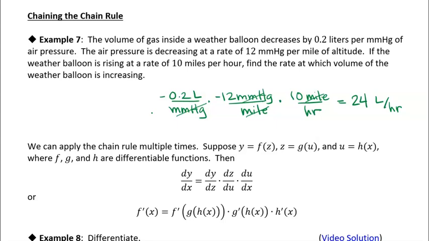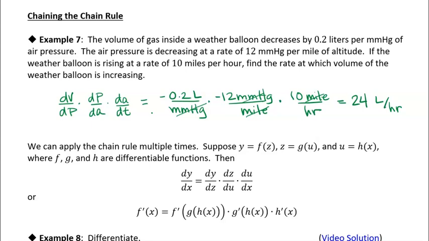Okay, so notice here we took three rates and multiplied them together. We took the rate of change of the volume with respect to pressure, times the rate of change of the pressure with respect to altitude. I'll call it A, altitude, lowercase a, and then we took the derivative of the altitude with respect to time. We multiplied that all together and we ended up with essentially the rate of change of the volume with respect to time.